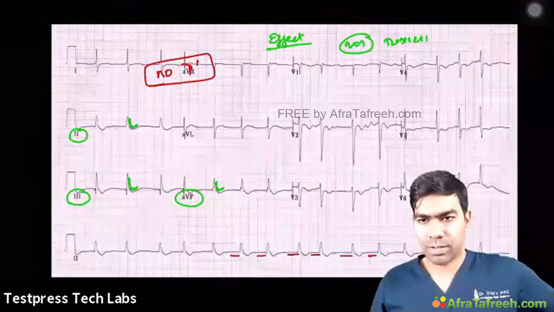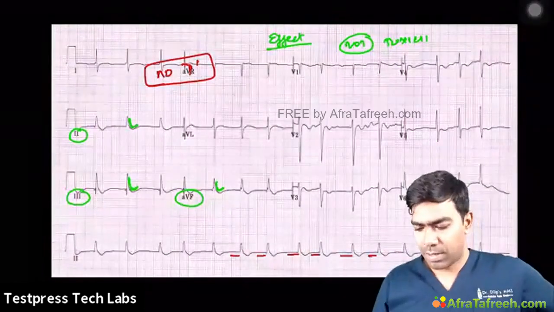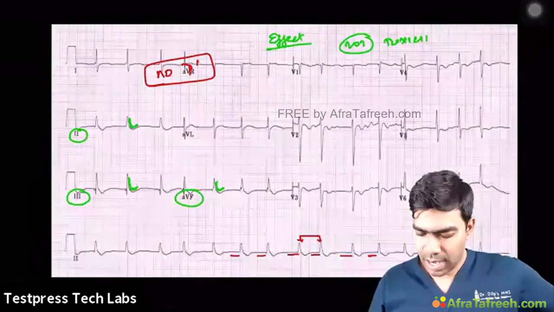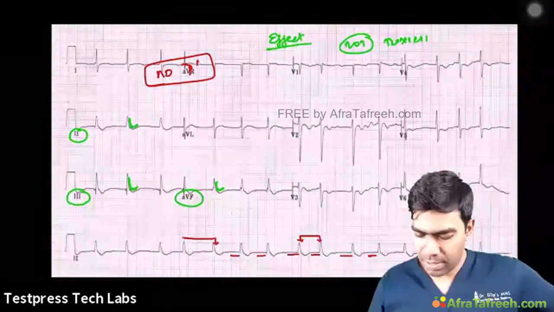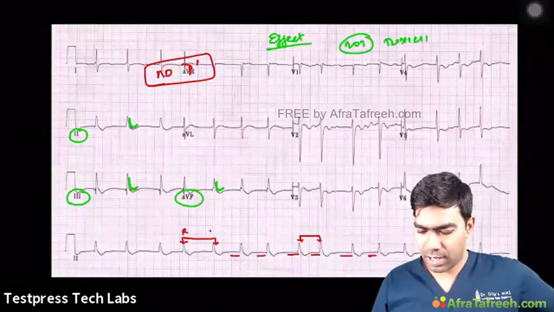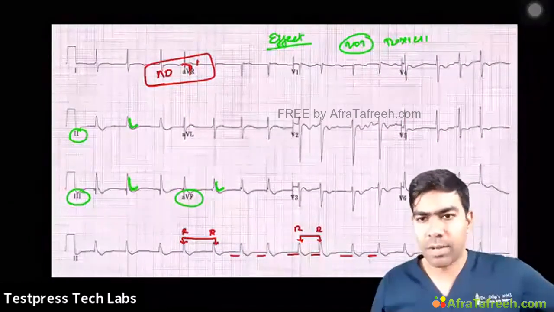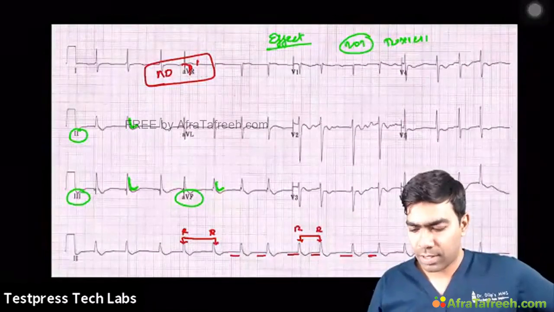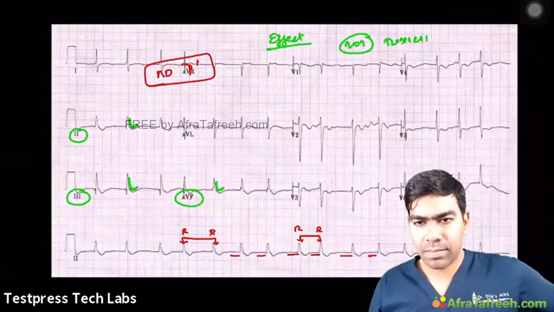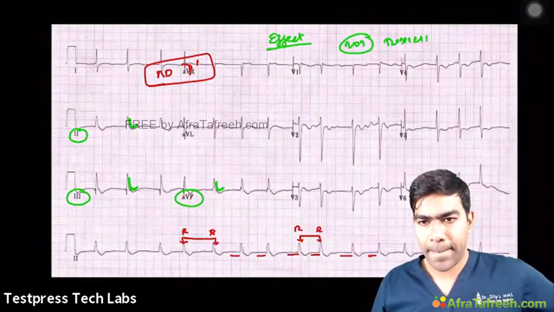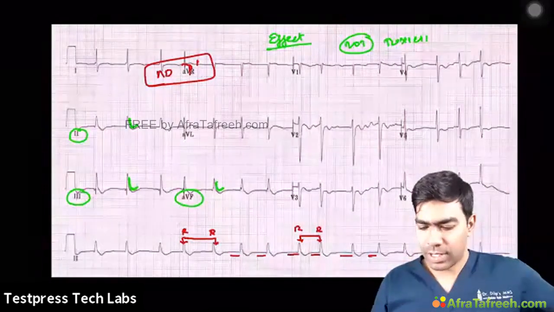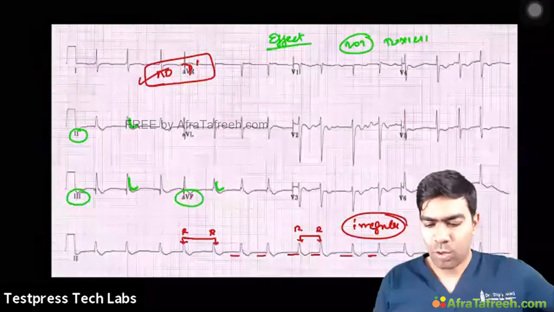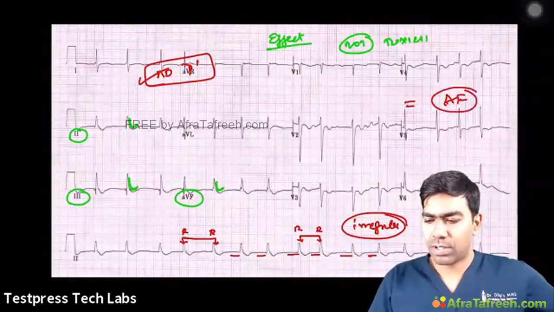Block in the SA node, that's what Pradeep is telling. But before that, see the gap between these two QRS complexes and see the gap between these QRS complexes. What is the RR interval here and what is the RR interval here? Is it variable or is it fixed? It's variable, right? So it's an irregular rhythm having no P wave, which is equal to atrial fibrillation.